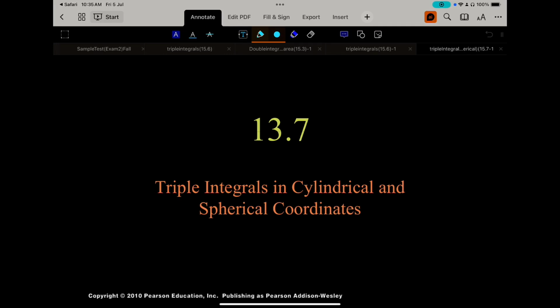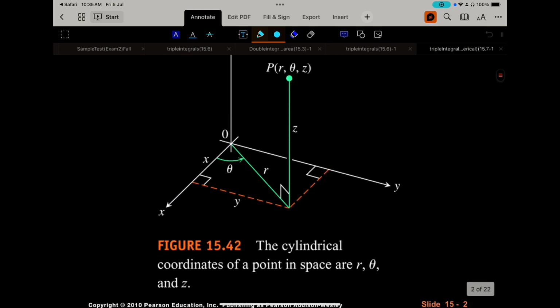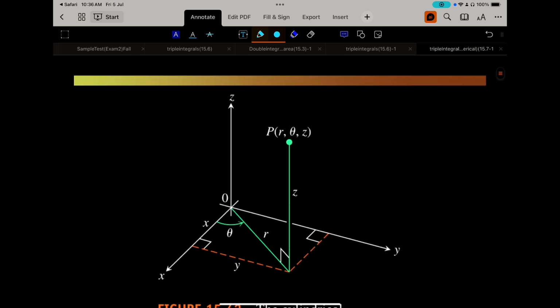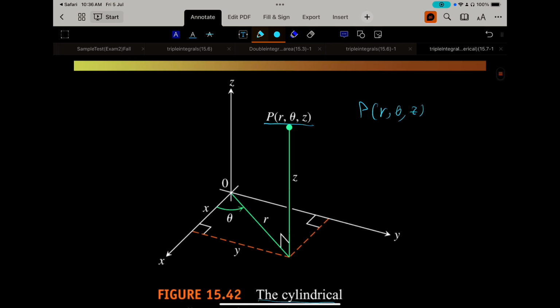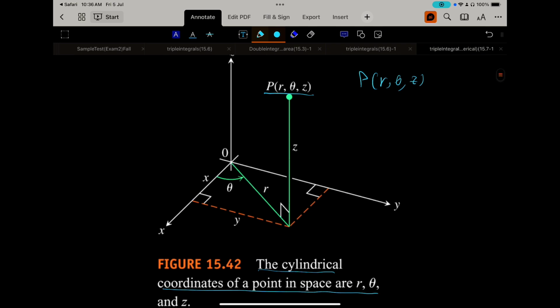Today we're gonna cover the triple integrals in cylindrical and spherical coordinates. And so as you can see, we have here the cylindrical coordinates of a point in the space, which are r, theta, and z. Now we have the point P with coordinates r, theta, and z. So theta is the angle from the x-axis. This is our x-axis. And theta is the angle in the xy plane from the x-axis.